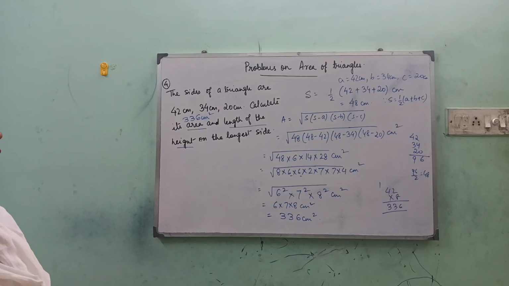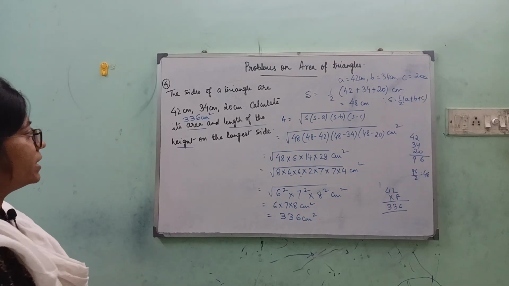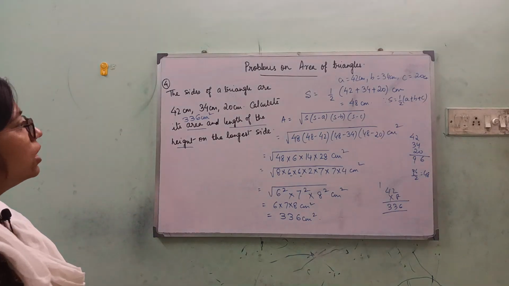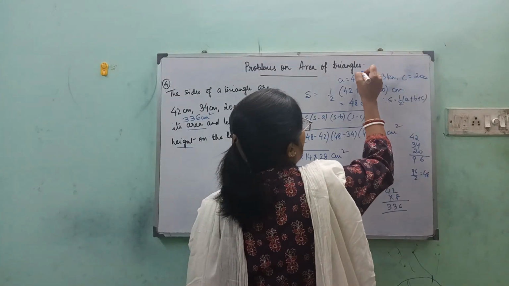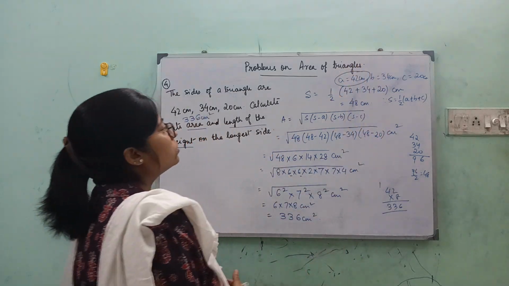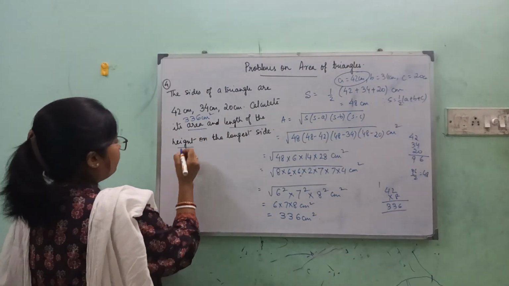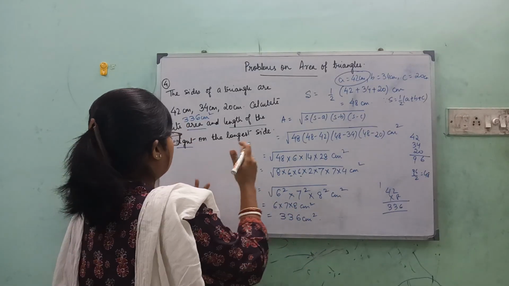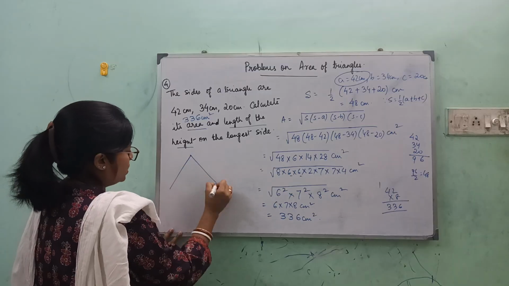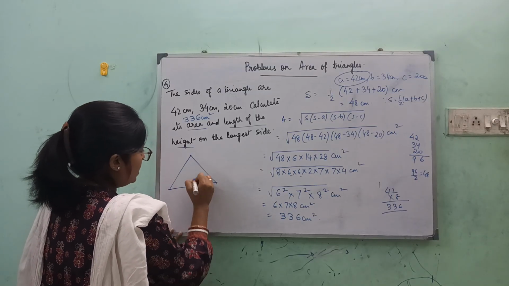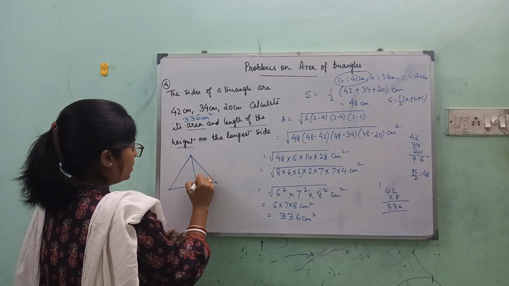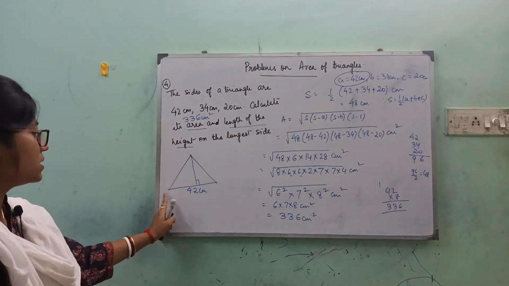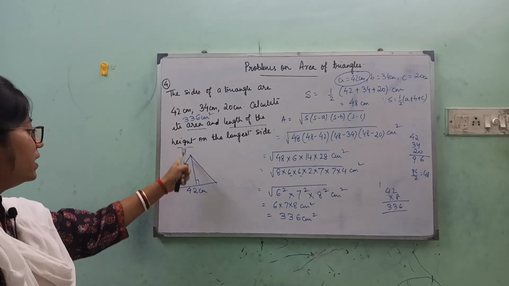Now this doesn't end the question. The question has another tail to it. And what is it? The length of the height on the longest side. So out of these three, the longest side is 42 centimeter. So when the question of height comes into the scenario, this is actually referring to the base and its corresponding height. Find the height corresponding to the longest side.